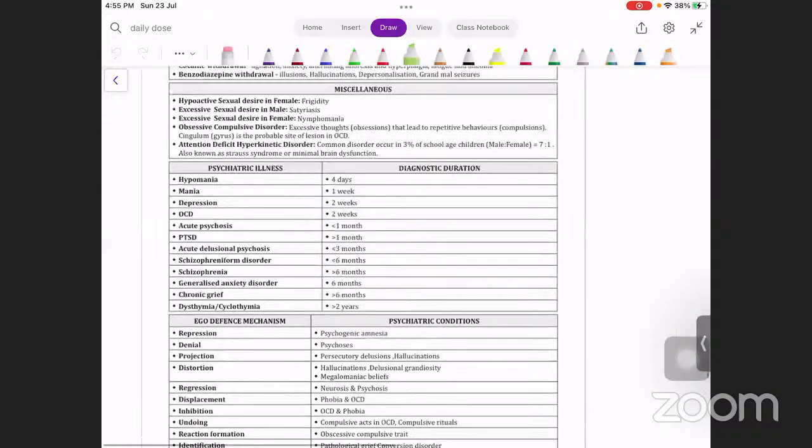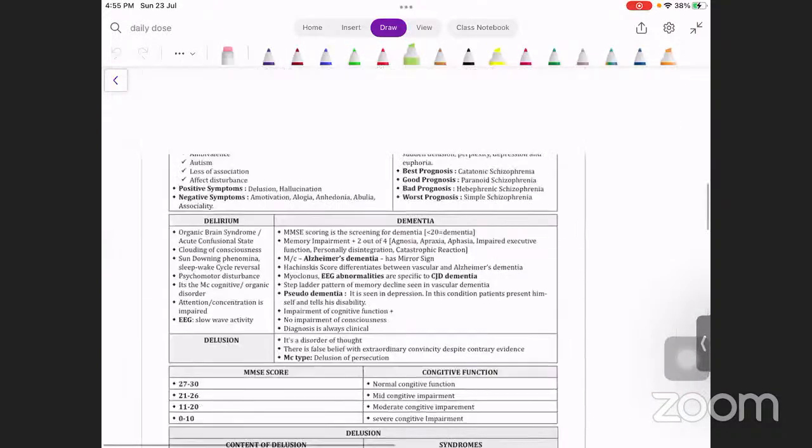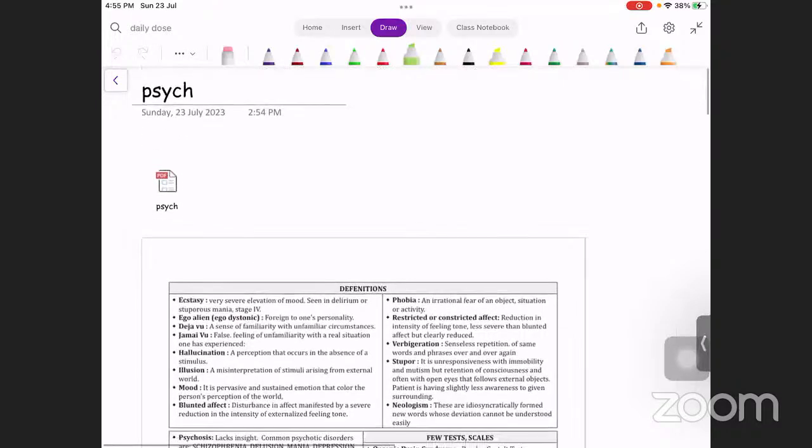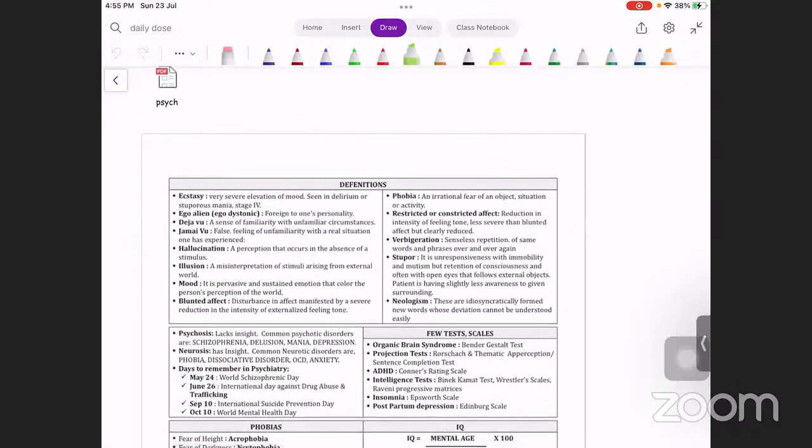So speaking about psychiatry, there are certain important definitions you have to know. One is ecstasy, a very severe elevation of mood. Déjà vu is a sense of familiarity with unfamiliar situations, while jamais vu is exactly the opposite, a sense of unfamiliarity with a familiar situation.